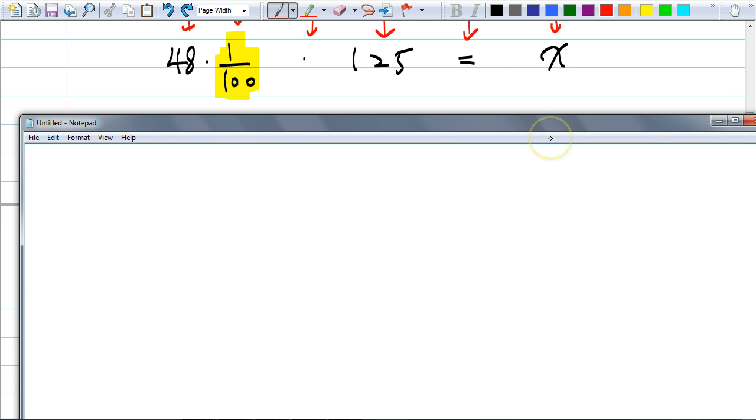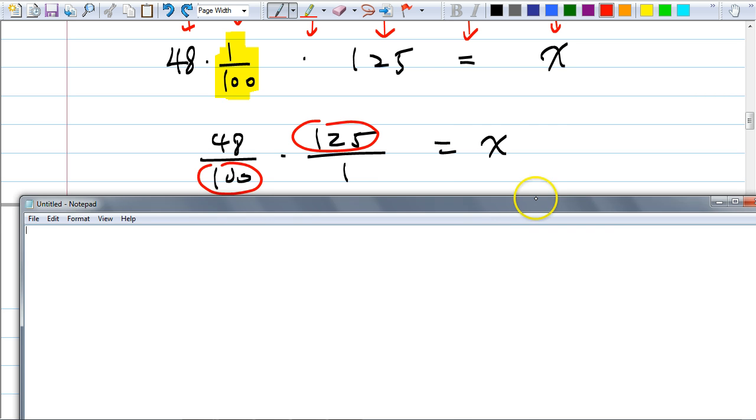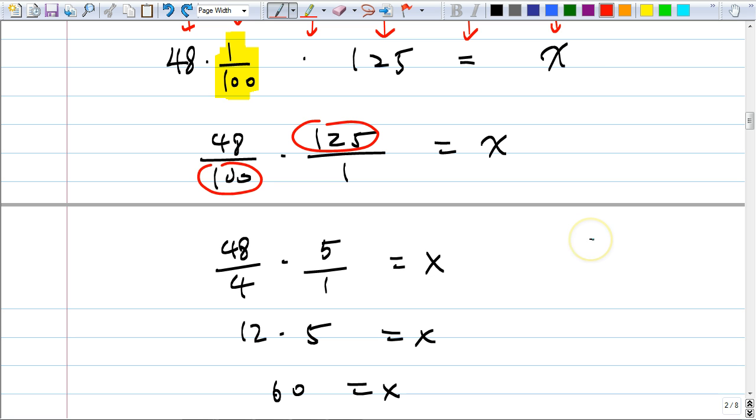How many of you were able to simplify like this? I cancel some things out here. Okay, just basically get 48 over 100 times 125 over 1 equals x. 100 and 125. What goes into 100 and 125? Yes? 25, right? So 25 goes into 100 4 times, 125 5 times. How many people got x equals 6? Raise your hand. Very good. Okay, I mean 60. Yeah, I said. You're right. 60. All right.